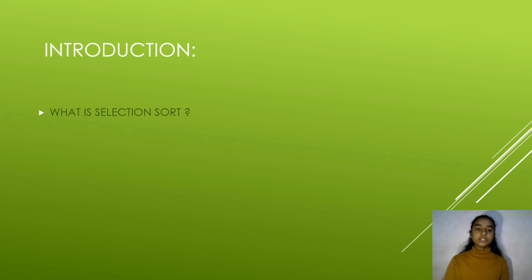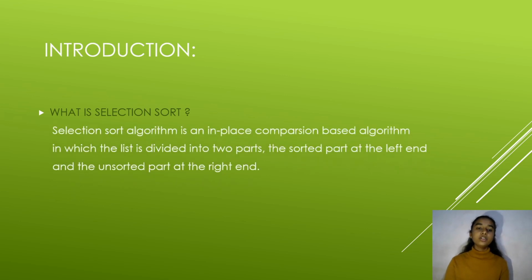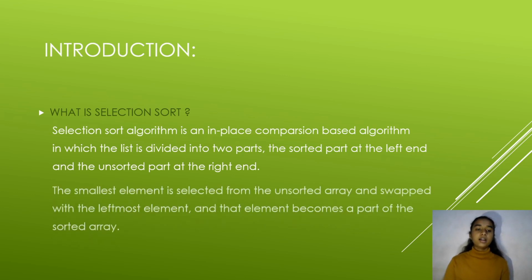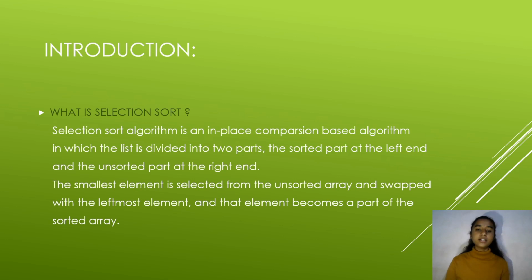So, what is selection sort? Selection sort algorithm is an in-place comparison-based algorithm in which the list is divided into two parts: the sorted part at the left end and the unsorted part at the right hand. The smallest element is selected from the unsorted array and swapped with the leftmost element, and that element becomes part of the sorted array.